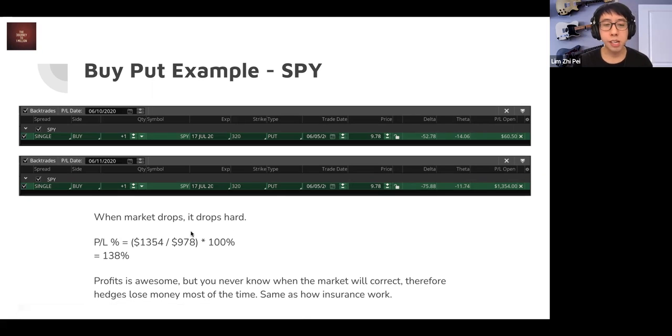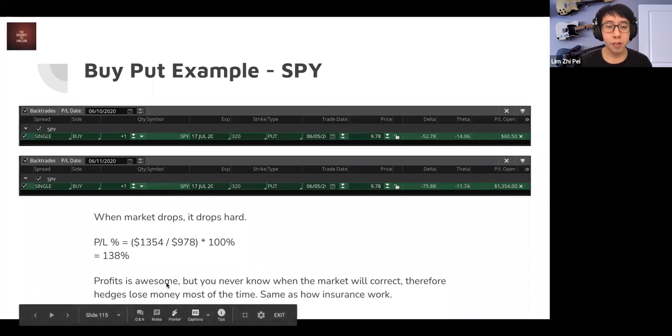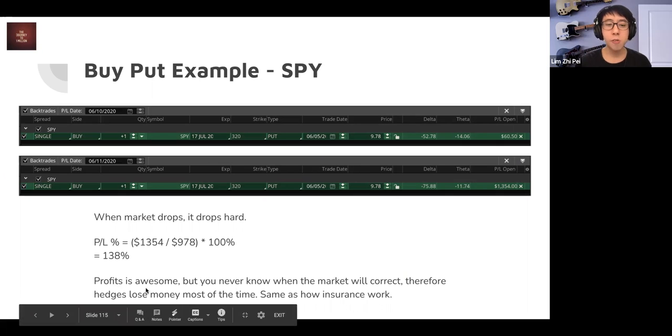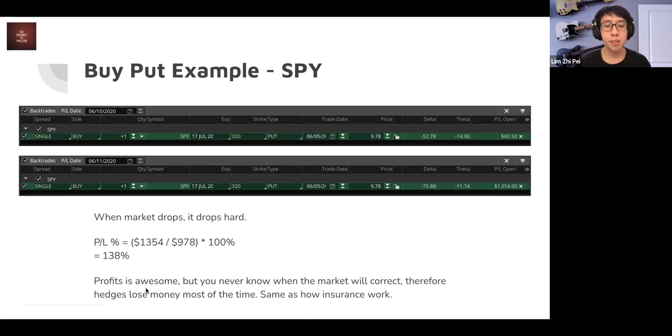This shows that when the market drops, it drops hard. And a buy put as a hedge is that when all your other long positions are losing money, you actually gain back some money here. The profits are awesome for a buy put, but you never know when the market will correct. Therefore, hedges always lose money most of the time.